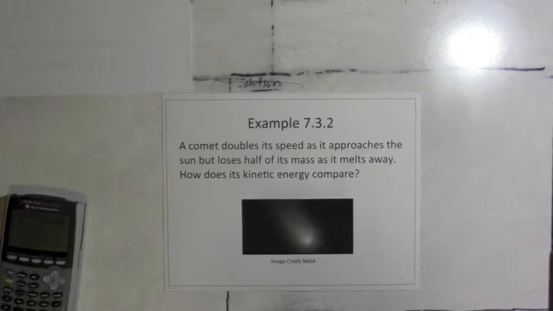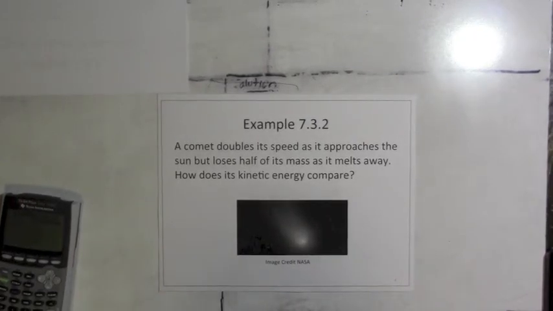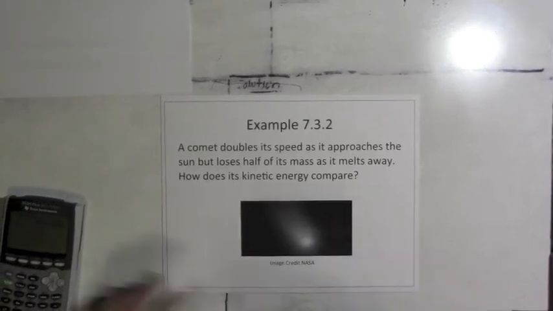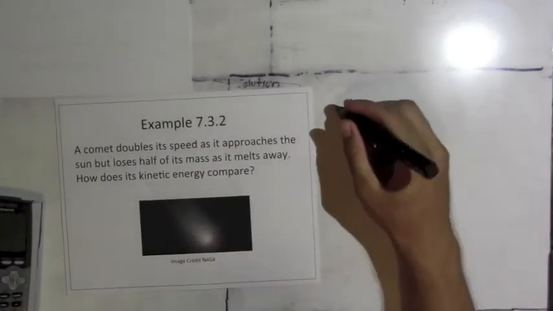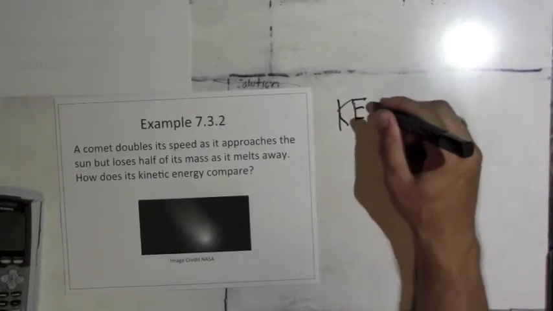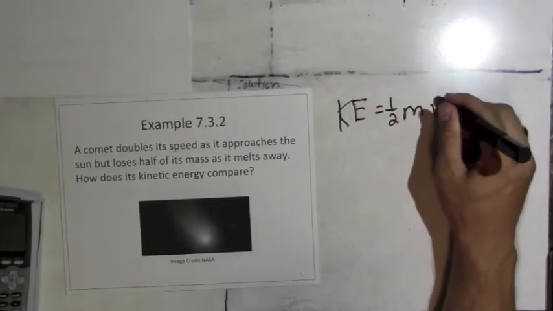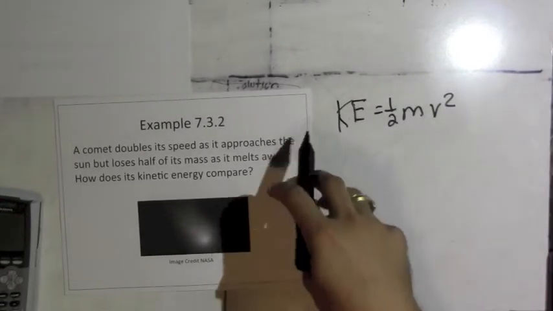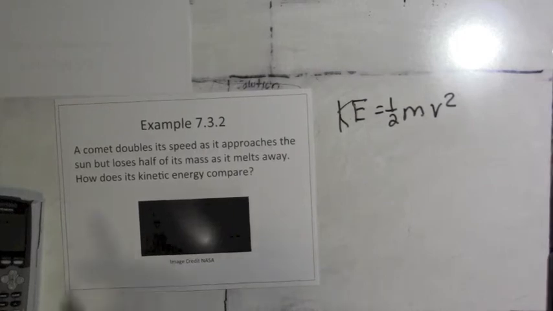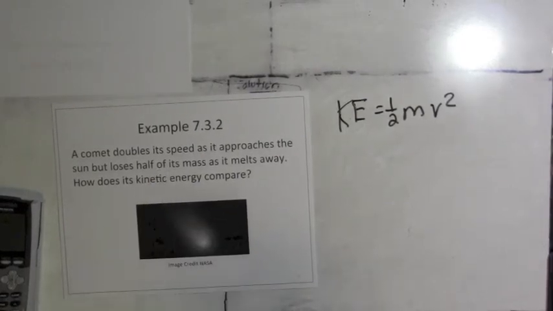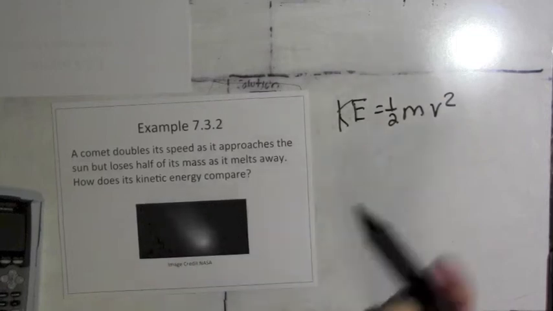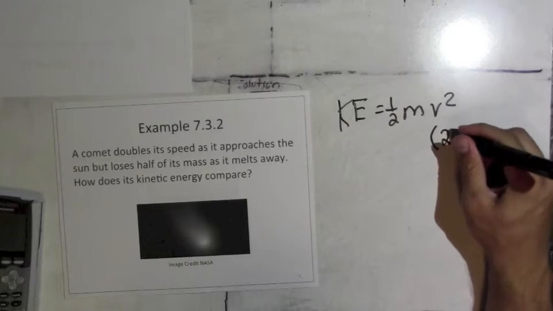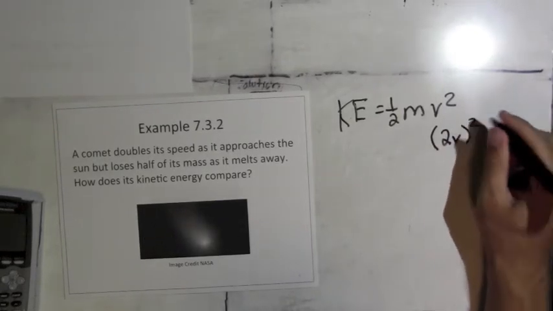This is example 7.3.2. It says a comet doubles its speed as it approaches the sun, but loses half of its mass as it melts away. How does its kinetic energy compare? So we have our original formula, which is KE equals 1/2 mass velocity squared. And what we're going to do is see what effect manipulating these variables has on the overall kinetic energy. It says a comet doubles its speed. Remember, speed's another term for velocity. So instead of having v, we are now going to have 2v, and we're going to square it.